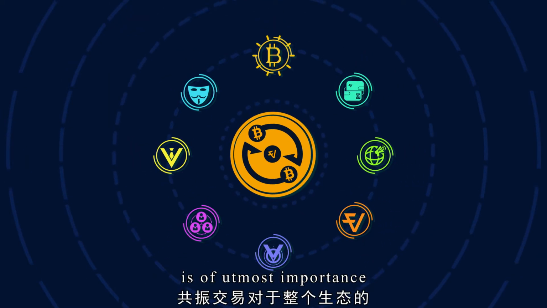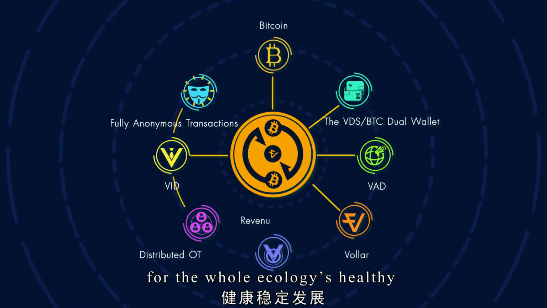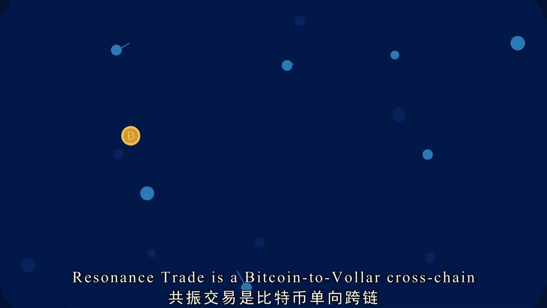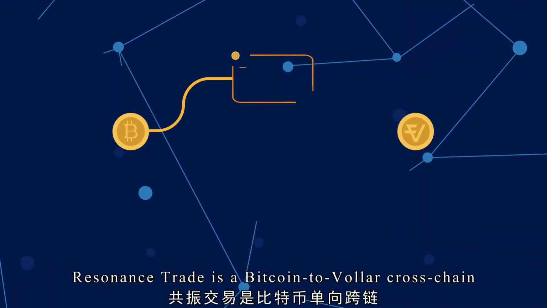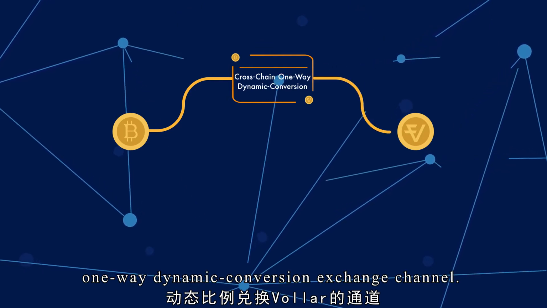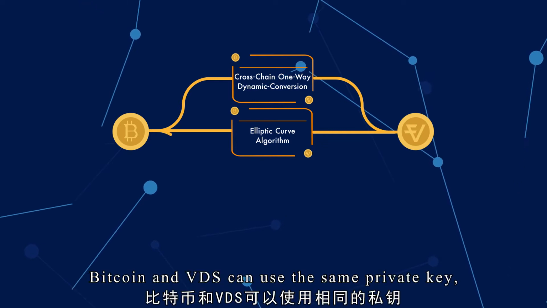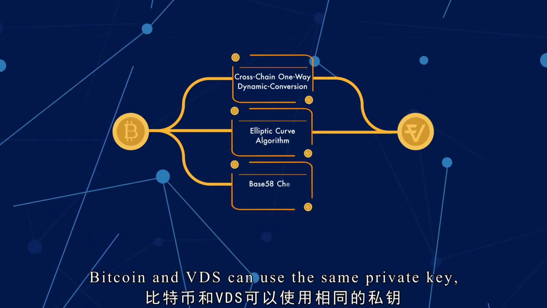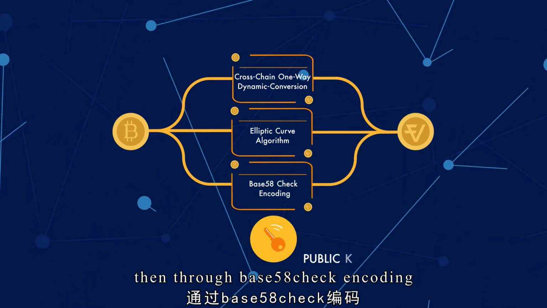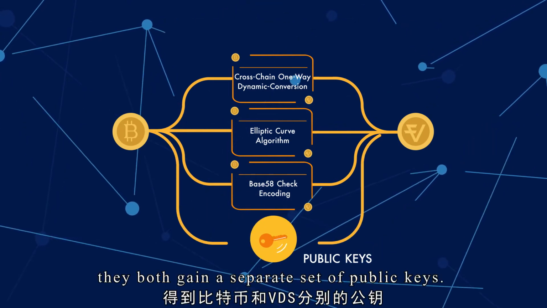VDS's resonance trade is of utmost importance for the whole ecology's healthy and stable development. Resonance trade is a Bitcoin to Voller cross-chain, one-way dynamic conversion exchange channel. By utilizing the same elliptic curve algorithm, Bitcoin and VDS can use the same private key. Then through base 58 check encoding, they can both gain a set of public keys.